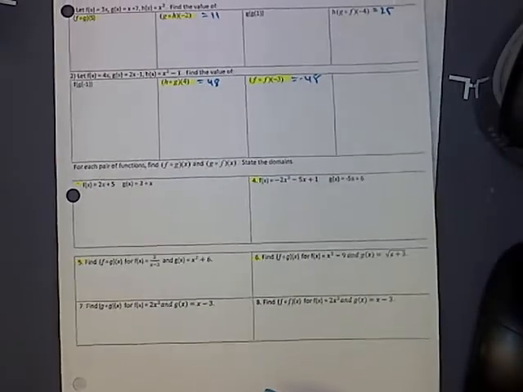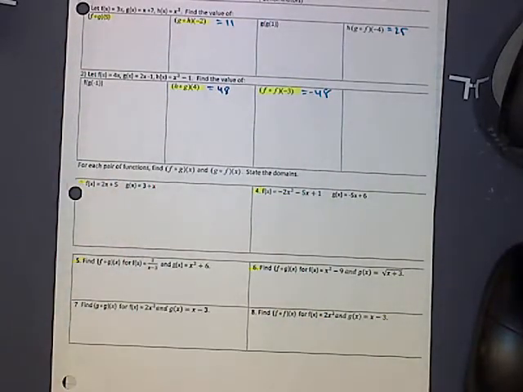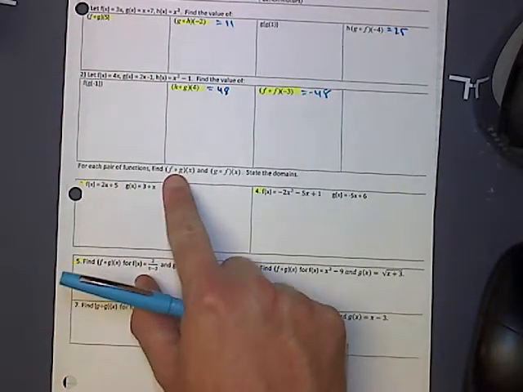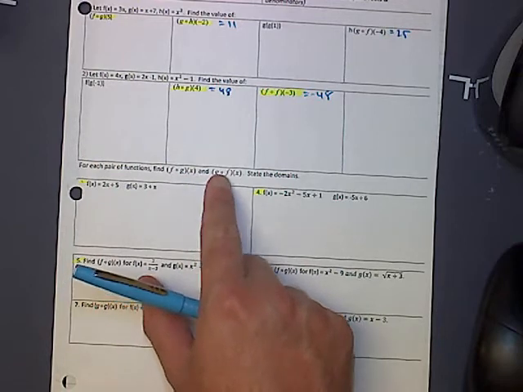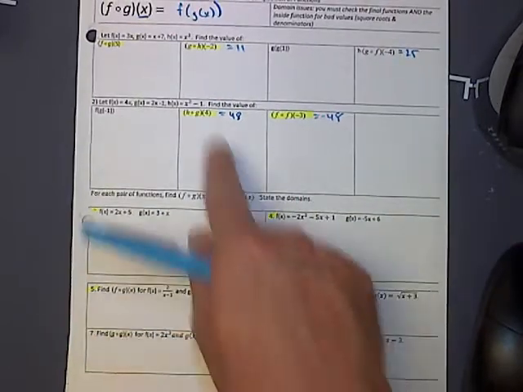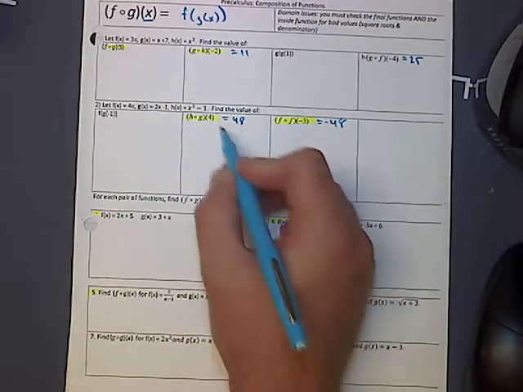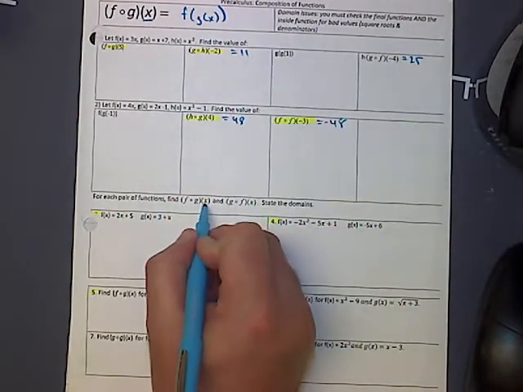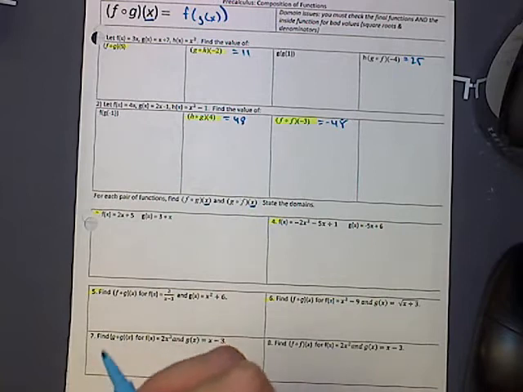Now, for the following next few problems, these last 4, it says for each pair of functions, find f of g of x and g of f of x. State the domain. Now let's notice something different from these down here and up here. They had numbers up here. Down here they have just the variable x.